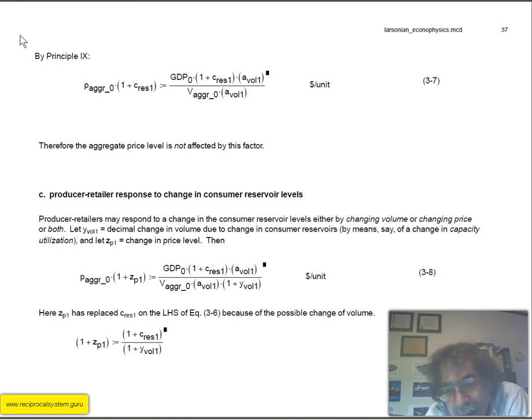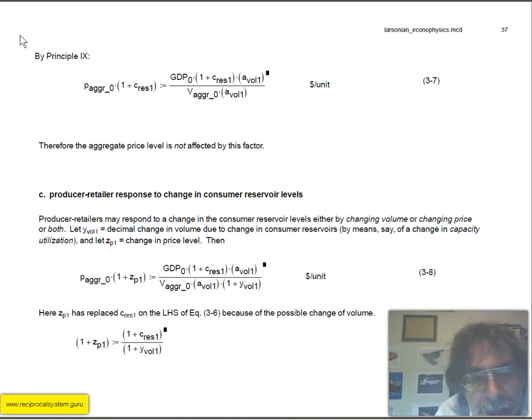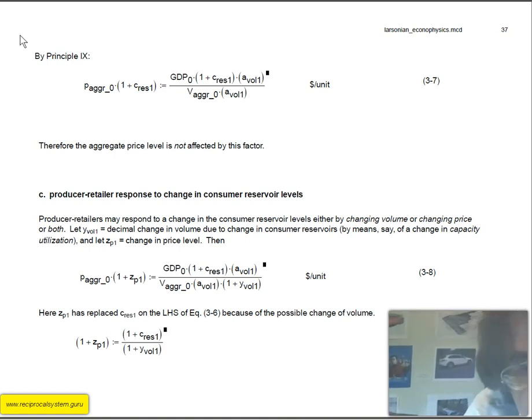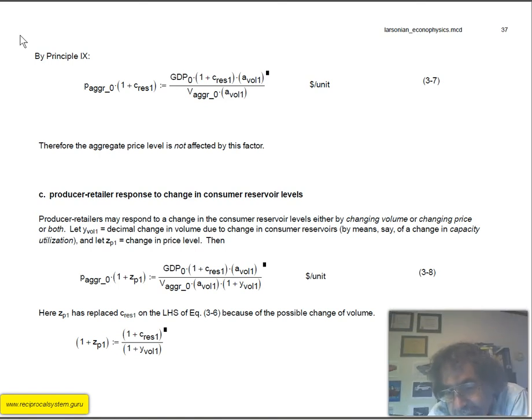And again, Y vol 1 most likely would be the change in capacity utilization. Okay, so here Z sub P1 has replaced C res 1 on the left-hand side of the equation because of the possible change of volume. And so remember that 1 plus Z sub P1 equals 1 plus C res 1 divided by 1 plus Y vol 1, okay?